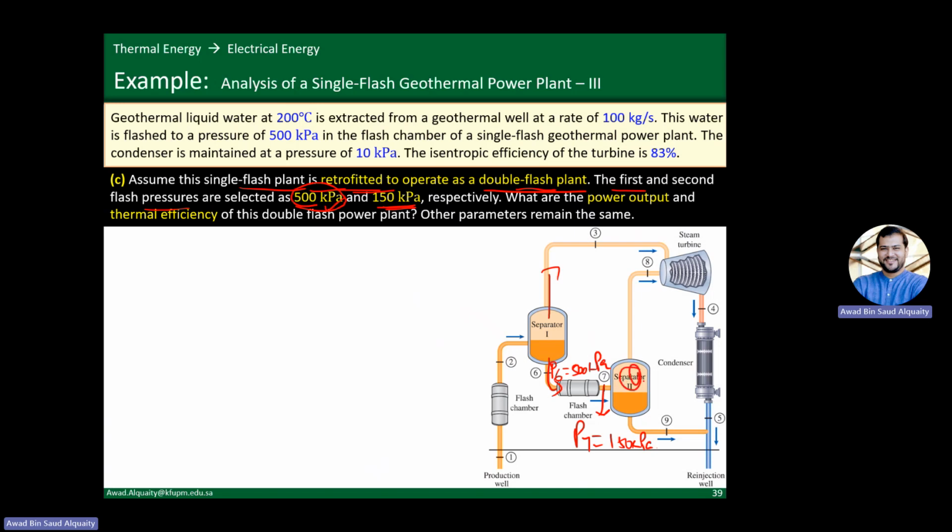Now here, once it's flashed, we have again a saturated liquid vapor mixture. So this is vapor, and this part here is liquid. Liquid, you can re-inject it back into the well. Vapor, you can send it.